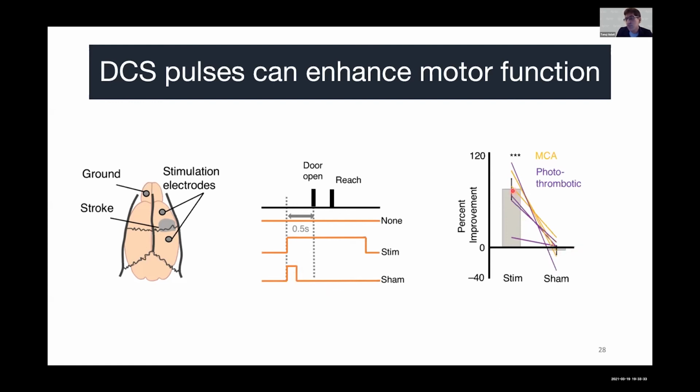There was a 70% accuracy on the stimulated trials. And all these rats had chronic deficits, so they were not doing good on the task. And we saw this in both the middle cerebral artery occlusion model rats and photothrombotic rats, which are color-coded by these 2 colors here.